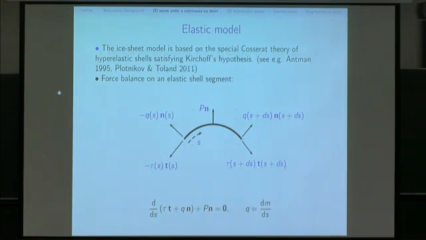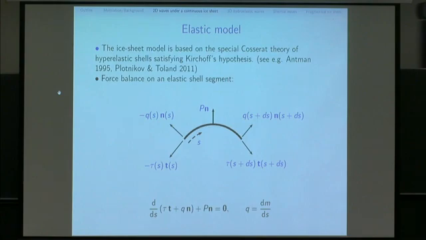So we use this Cosserat theory of hyperelastic shells satisfying Kirchhoff's hypothesis. Basically, you have a thin elastic plate, the thickness does not change. The deformation, so if the normal lines stay normal to the middle of this elastic plate, you have some stored energy, and you can do a nice force balance and moment balance in the small piece of this elastic shell.